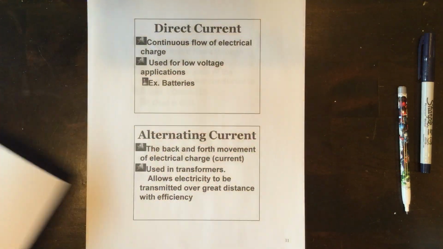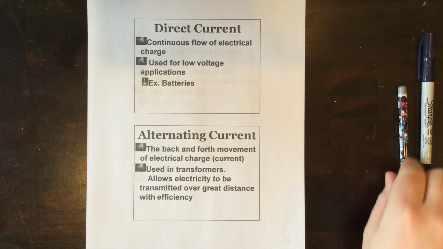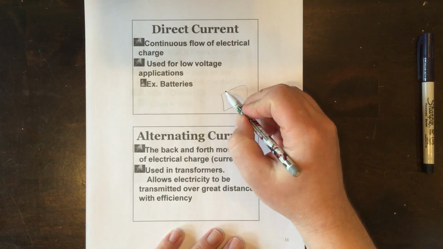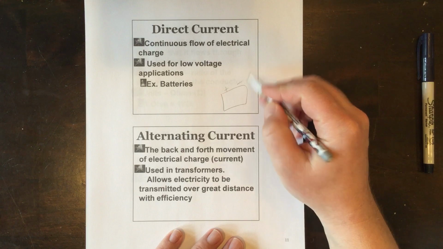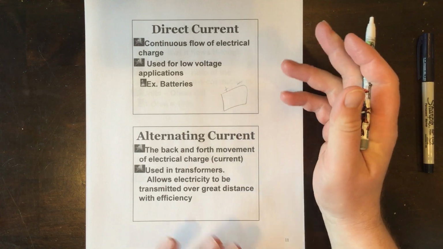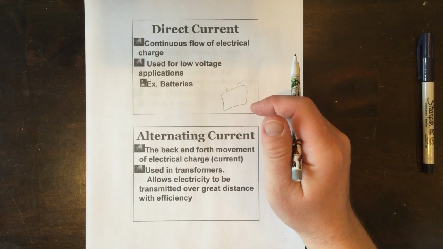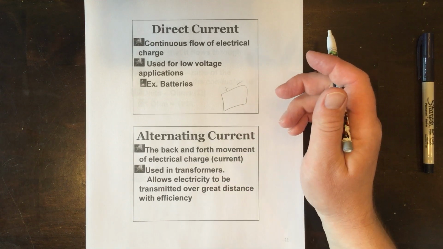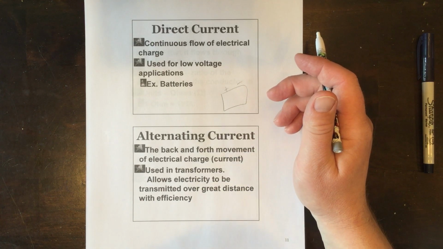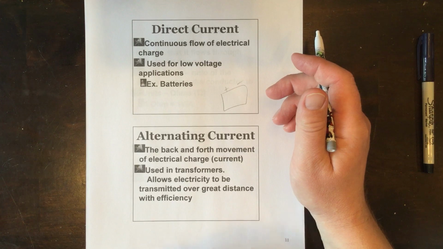Okay, so what is direct current? A battery is an example of direct current. We have a plus side and a negative side, and you have this push of electrons from one side to the other. The most common application is the battery. Very portable, and fairly easy to use.